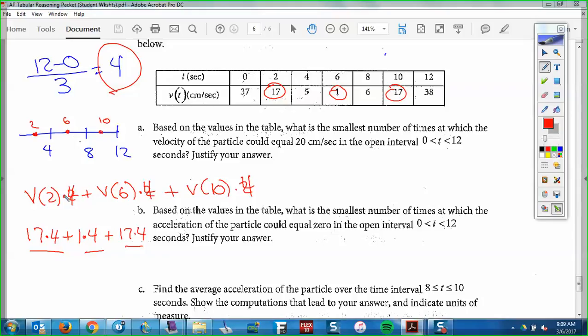But again, what would be the units, right? The units would be centimeters per second times seconds. So that's going to be centimeters, right? It's going to be centimeters, which we'd expect.